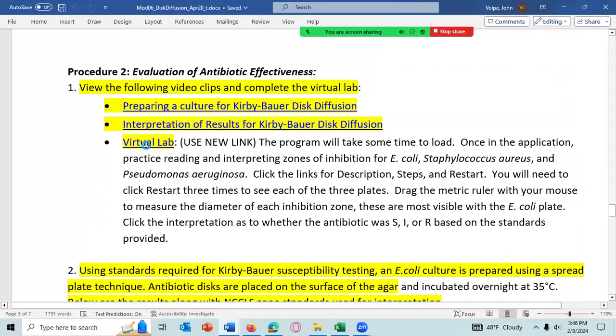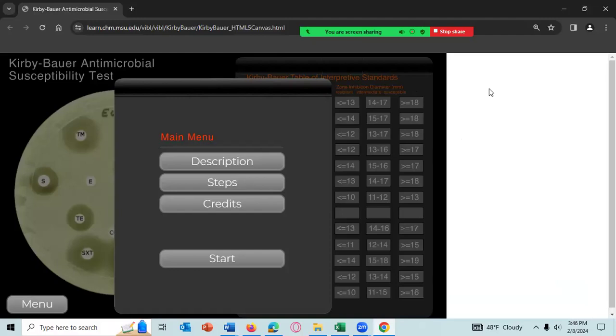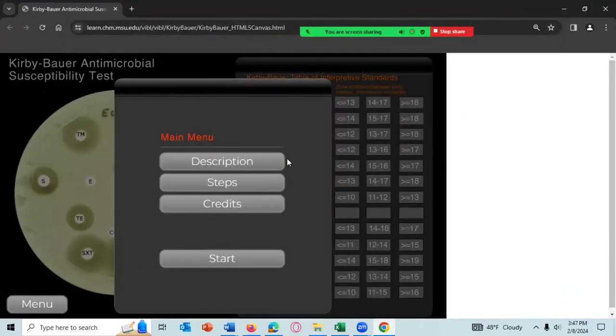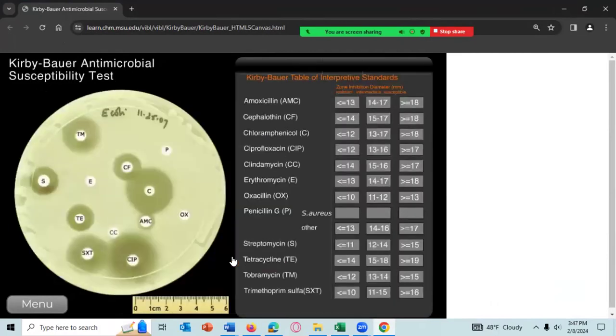Come on. There we go. This may take a little while to download. I have a fairly fast internet connection, so it doesn't take too long. Why did that only come up to there? Not sure. All right, you need to hit start, but you can read the description, the steps, and the credits. I wouldn't look at that. But you can hit start, and it'll now show you a Kirby-Bauer disc diffusion test that's been run, set up, and grown.